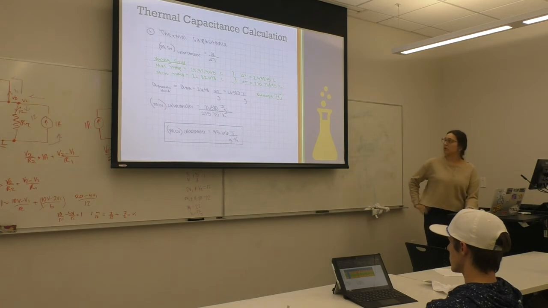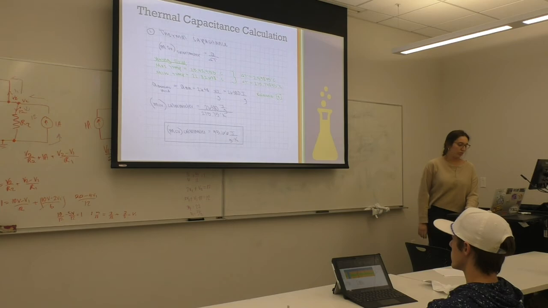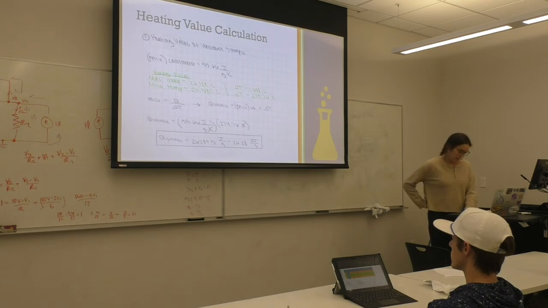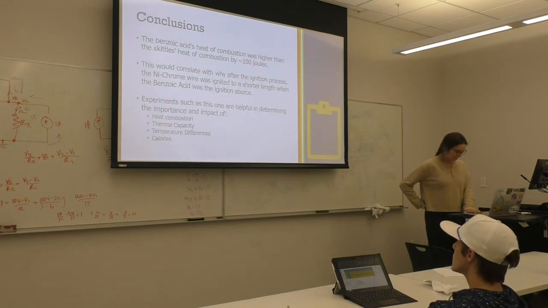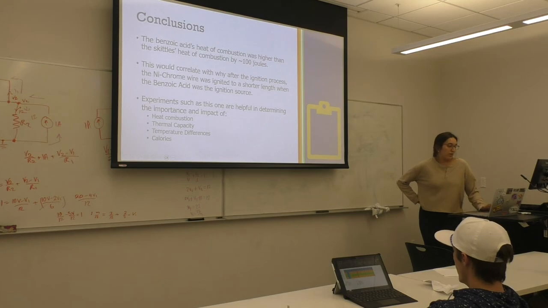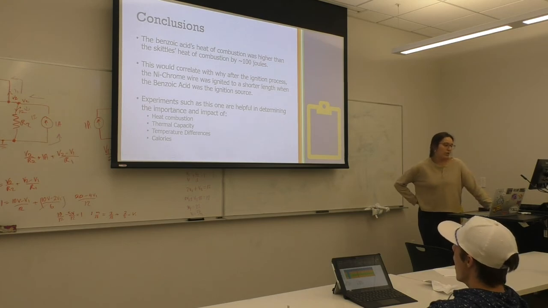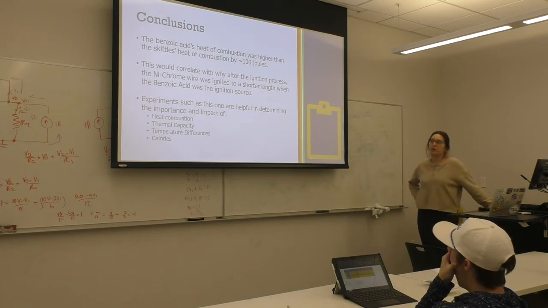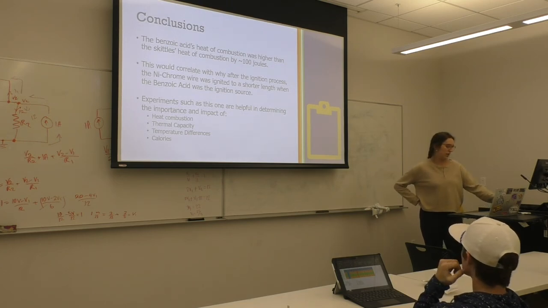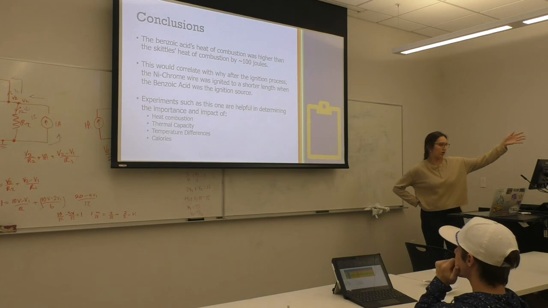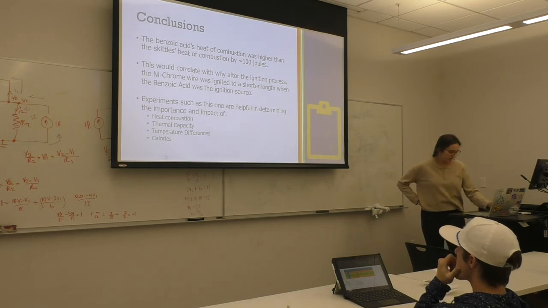These are my sample calcs, and I have the reference there of where I found the heat of combustion for the benzoic acid. And then there it is when I solved for the heat of combustion value for the Skittles. So the benzoic acid's heat of combustion was about 100 joules higher than the Skittles heat of combustion, and this would explain why when the benzoic acid was used in the ignition process, it burned a lot more of the nickel chromium wire than when the Skittles was used.